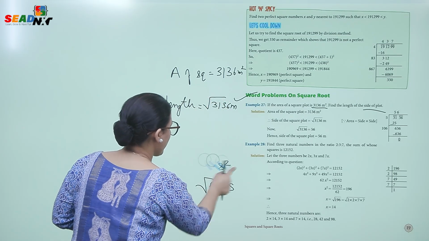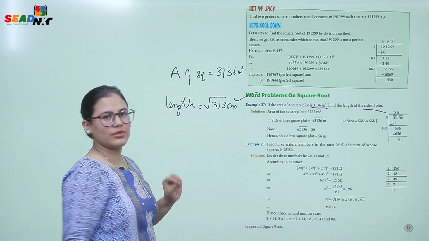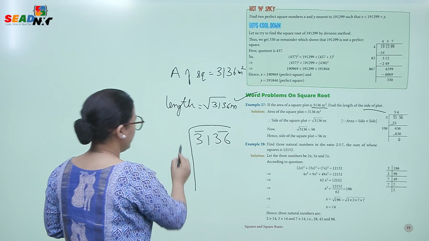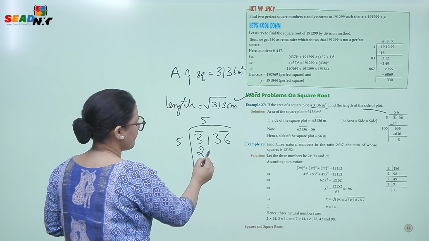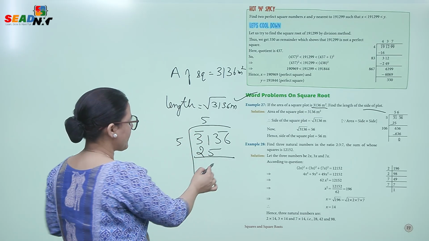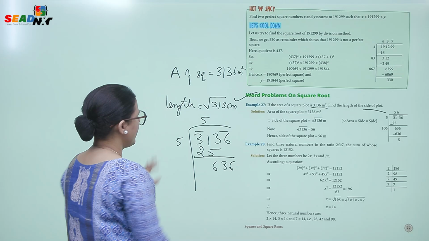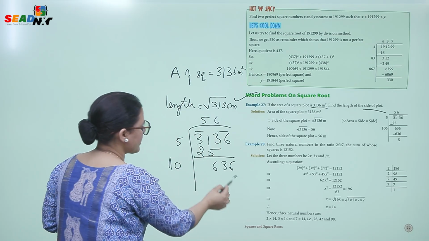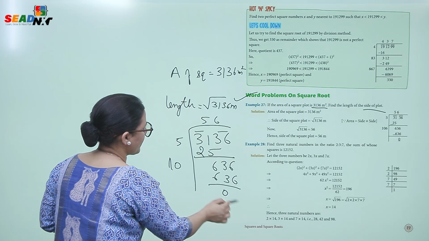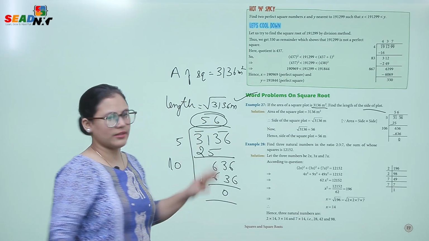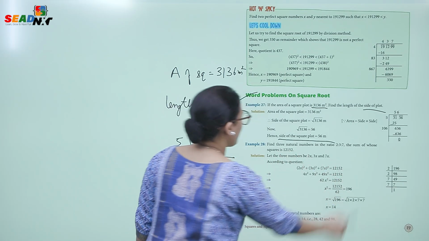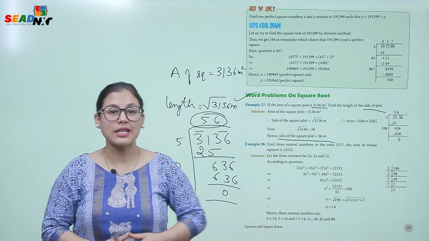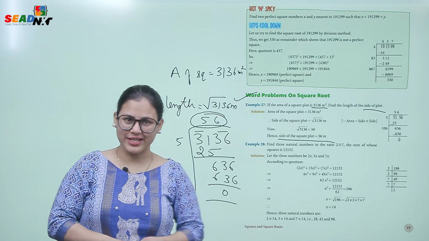Now let's find out the square root of 3136. We'll make the pair. 5 5s are 25. 11 minus 5 is 6, and then 36. 5 plus 5 is 10, and we'll take 6 here. 6 6s are 36, and 6 1s are 6. So 56 meter is the answer. That means the side of the square plot is 56 meter. Okay students, in the same way you have to practice the other examples, right?